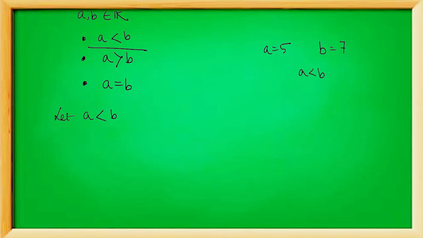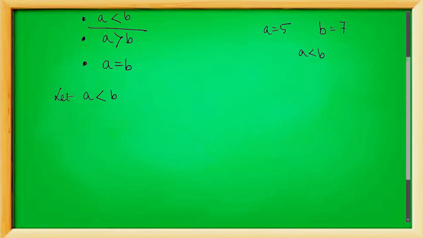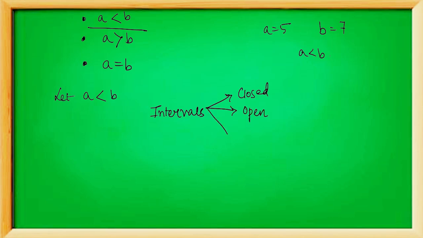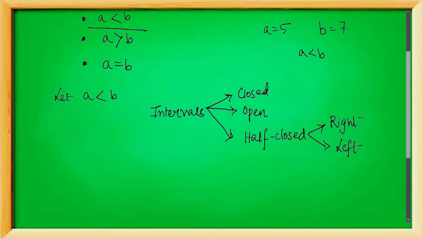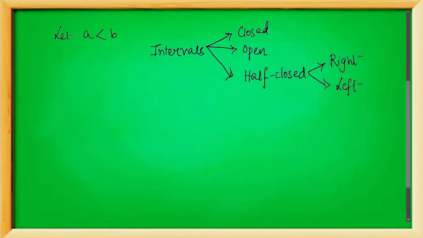Now how many types of intervals are there? There can be 4 types of intervals. Intervals can be closed, intervals can be open, and intervals can be half closed. You may call this half open also. Half closed intervals can be right half closed, or left half closed, or right half open and left half open. So let us first understand what we mean by a closed interval. Then we'll gradually discuss open intervals.